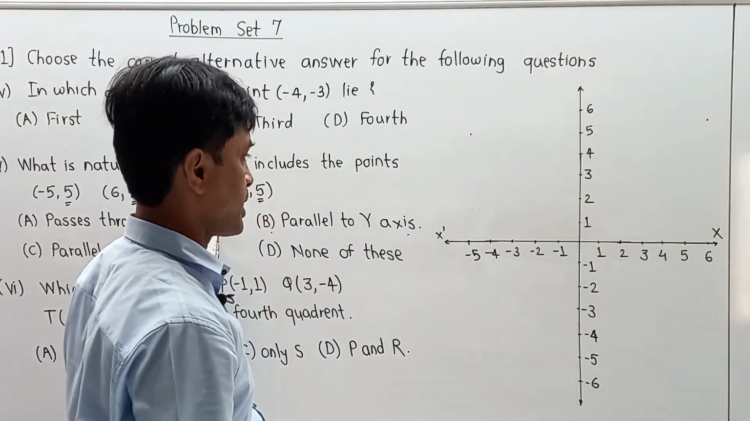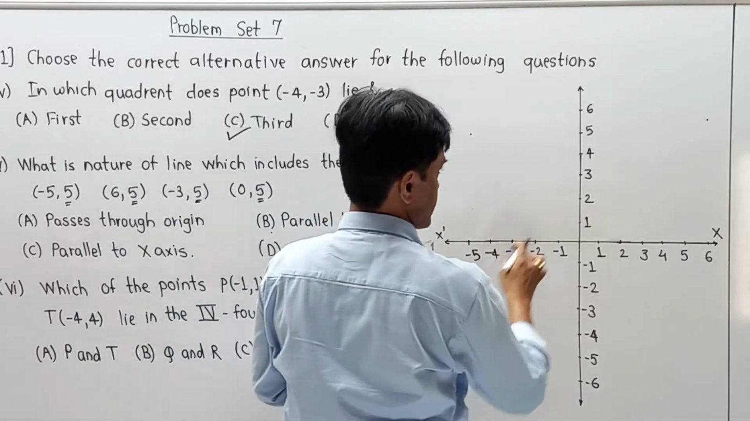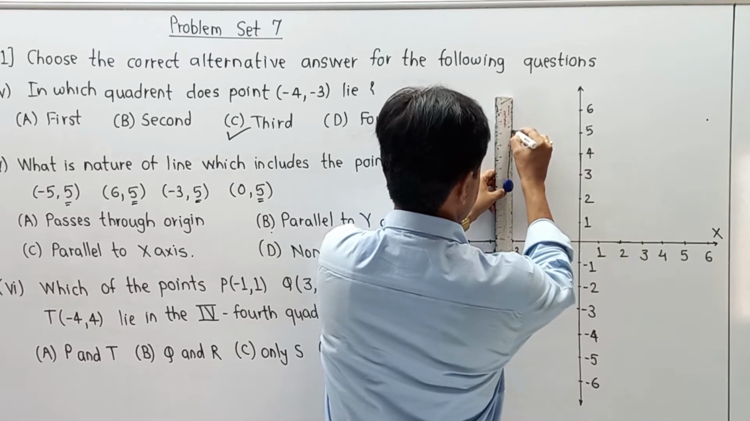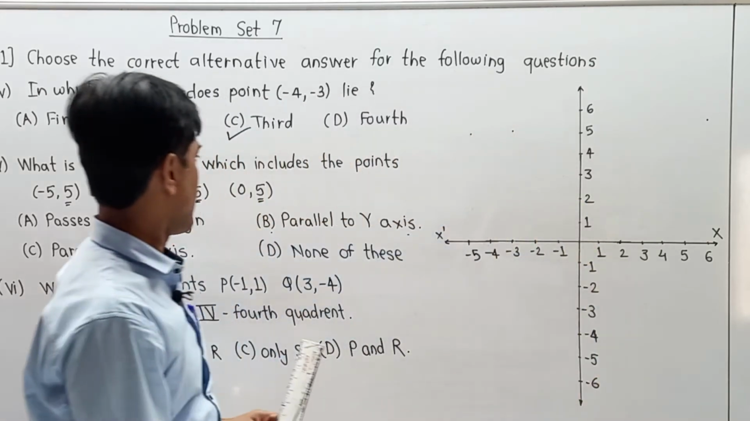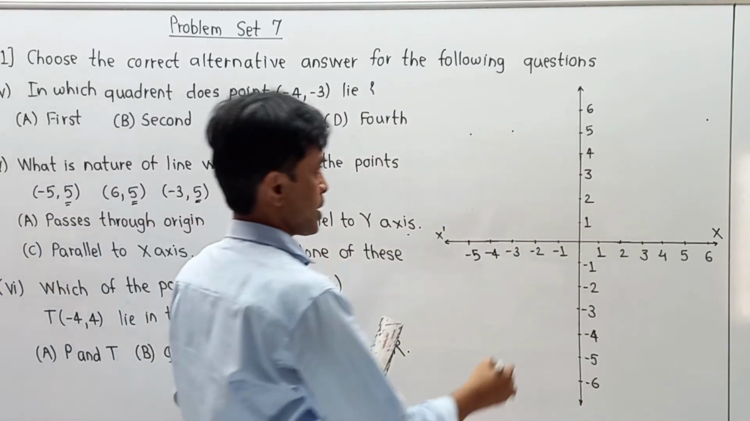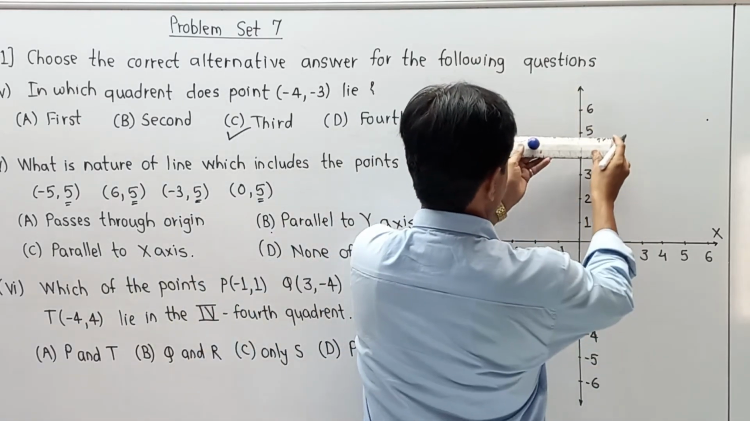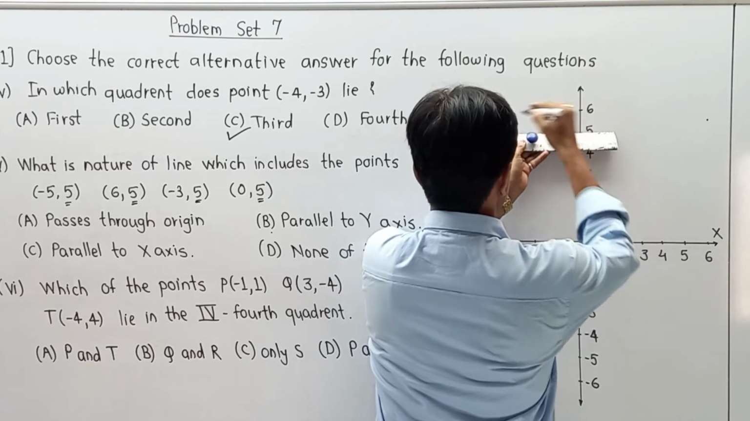Now the third point is -3, 5. X is -3 and y is +5. So -3, 5 is over here. And the fourth is 0, 5. X is 0 and y is 5. It is over here. Now we are going to draw a line that passes through all these points.